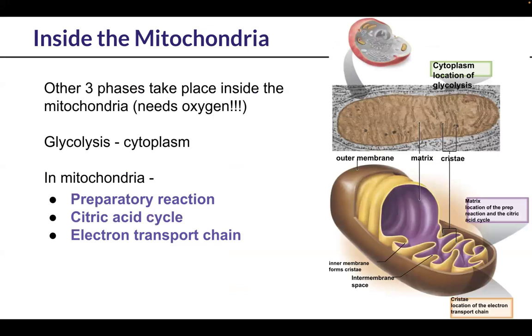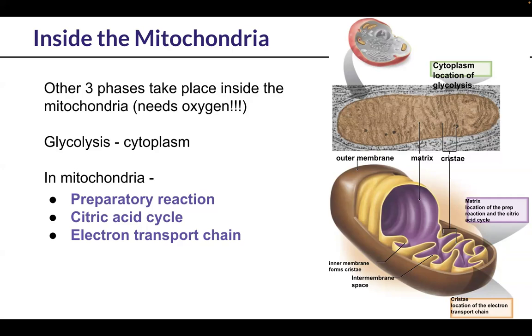Okay, so we're going back to aerobic respiration now. So we're going back to this potato. It's actually a mitochondria, but it looks like a potato, doesn't it? So we're going to go to this mitochondria, and the rest of the phases take place in the mitochondria, and you need to have oxygen. So this doesn't take place if you're not breathing, if you don't have oxygen available. Glycolysis happens outside the mitochondria in the cytoplasm. Now we're going to move into the mitochondria.